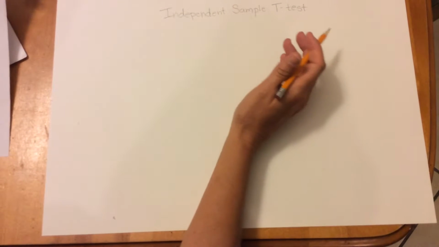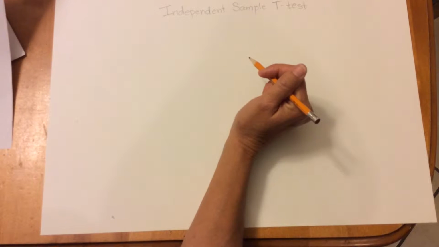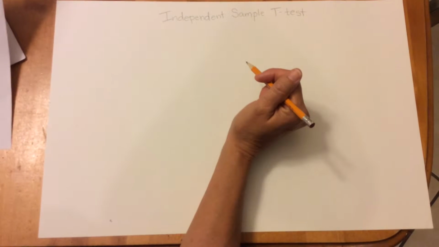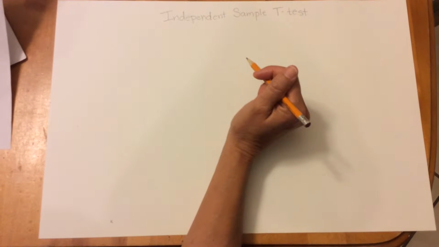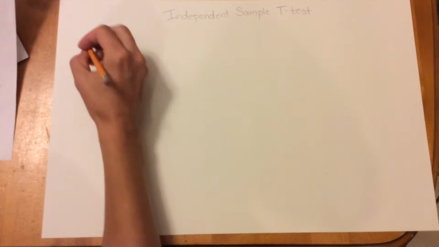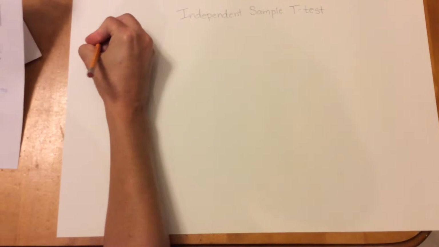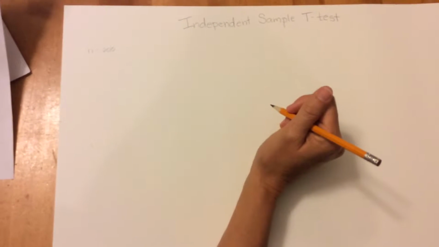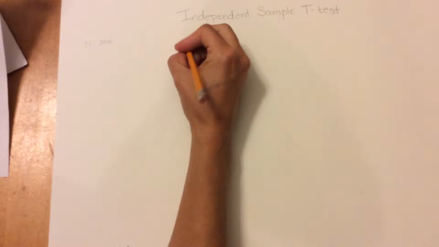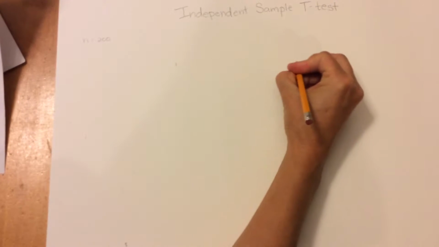So for example, you could have something like, Dr. Zen is interested in whether or not meditation helps to decrease anxiety. He creates a study in which he has 200 participants. So your N equals 200 total. He randomly assigns them to one of two groups. So you have two groups.